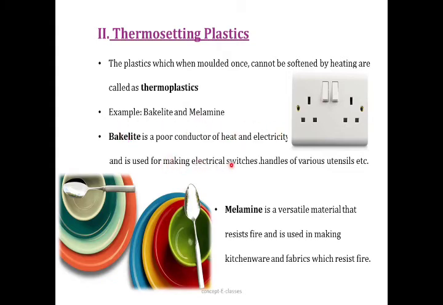Bakelite is a poor conductor of heat and electricity and is used for making electrical switches, handles of various utensils, etc. In our home, our switches are mainly made using bakelite. Melamine is a versatile material that resists fire and is used for making kitchenware and fabrics. You can see melamine vessels at your home.